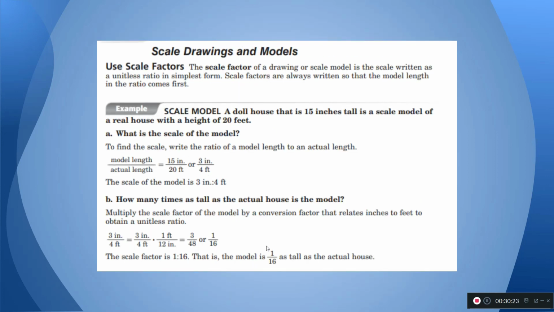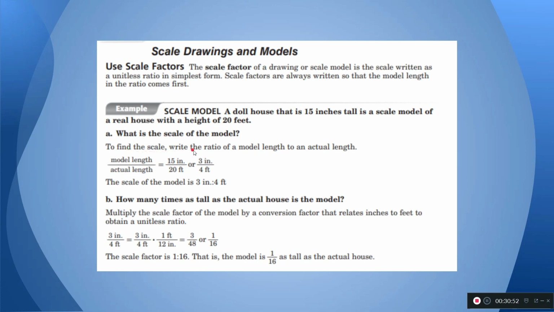Oh, no, sorry, we have one more example here on our scale factors. The scale factor of a drawing, or the scale model, is the scale written as a unitless ratio in simplest form. Scale factors are always written so that the model length in the ratio comes first. So the example here is a dollhouse that is 15 inches tall is a scale model of a real house with a height of 20 feet. What is the scale of the model?